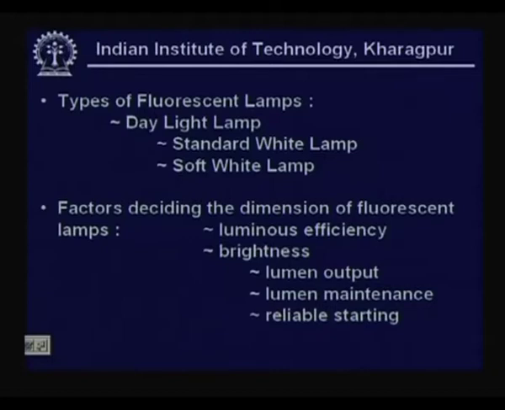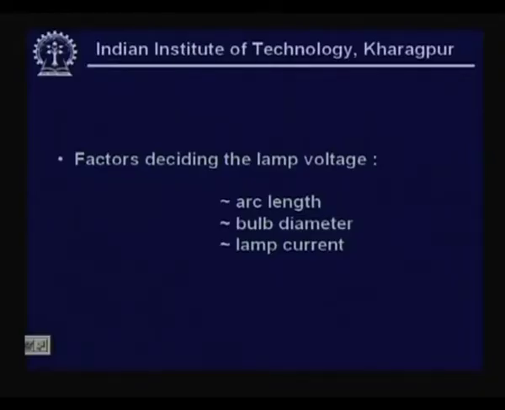So, it depends on the lumen maintenance and starting, the reliability of starting, that is very important. Now, starting depends on, as we saw, the voltage across the discharge tube and the total voltage, that is the ratio which we termed as the open circuit voltage to the lamp voltage. In fact, we saw that this has to be around 4 to have an instant start lamp. Lamp voltage, of course, we said bulb diameter, current and arc length decide.